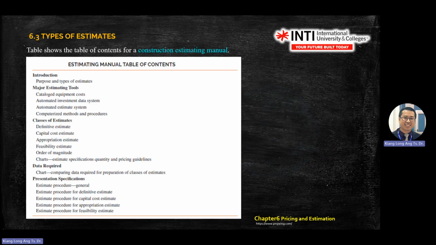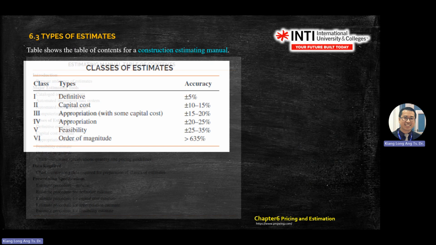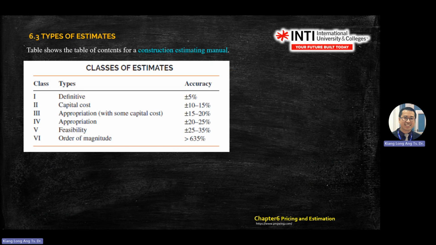So this is how you construct an estimating manual. This one is just a guideline. Different companies have their own way of estimating. So this is just a guideline for you, right? So they have different classes: Class 1, 2, 3, 4, 5, 6. They have an accuracy table here. Okay. The most accurate is Class 1. You give a definitive accuracy of plus minus 5%. It's very, very accurate.